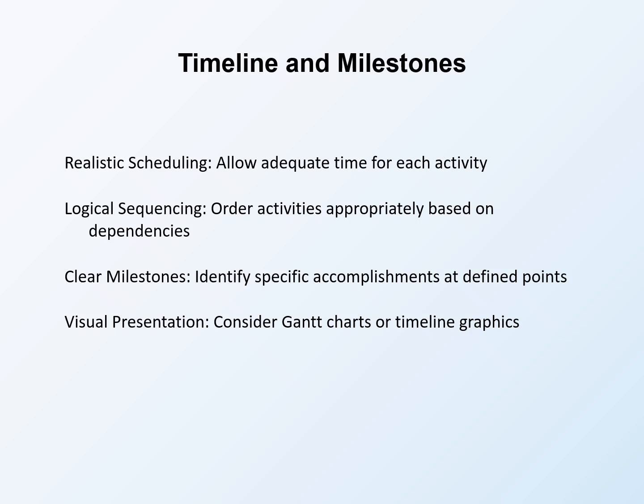Clear milestones identify specific accomplishments at defined points in your timeline. Milestones provide checkpoints for assessing progress. They should be concrete and verifiable, not vague. Specific milestones like "complete enrollment of 100 participants by month 6" are clearer than "make good progress on recruitment."